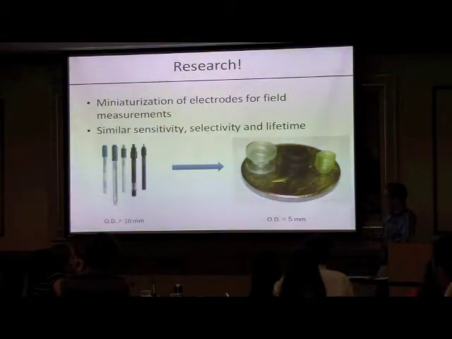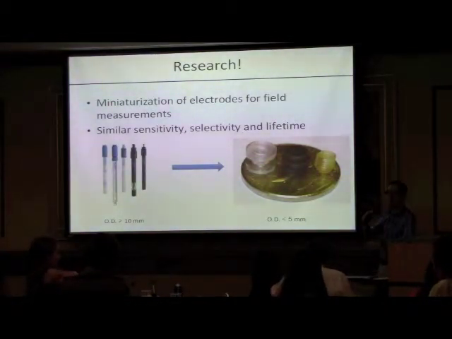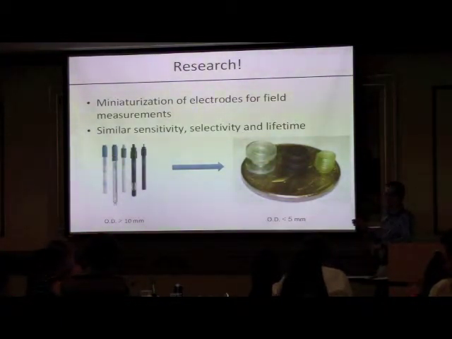So the idea is to take an entire electrode. So you guys have all seen the pH electrodes that have been in Gen Chem, and I don't know if you've seen them in AChem, but basically take that whole piece and make it this size.